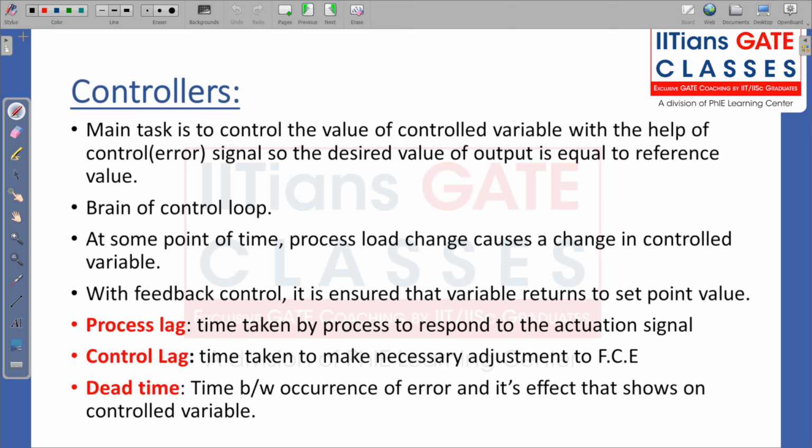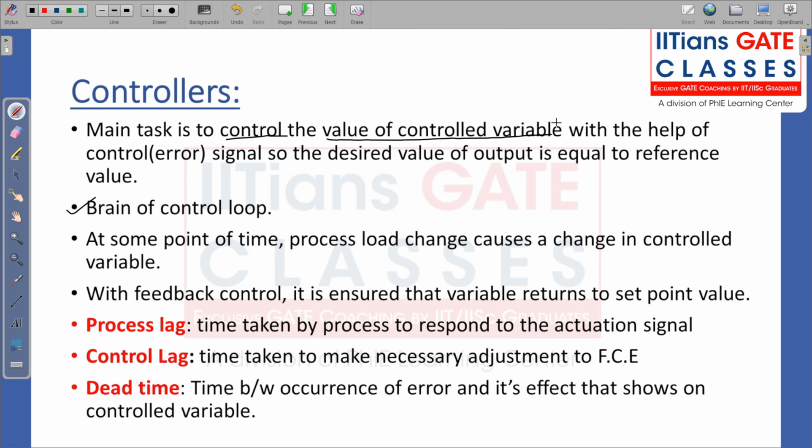Let me first ask you, what is a controller? What is the main task of controller? So controller, it is basically the brain of the process, the brain of a control loop. I have written over here, it is the brain of control loop. Now, what is the main task of controller? The main task of controller is to control the value of controlled variable.